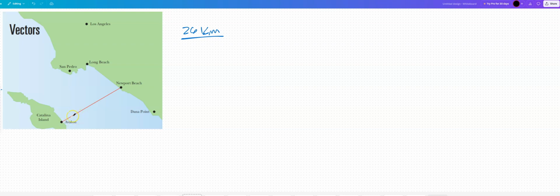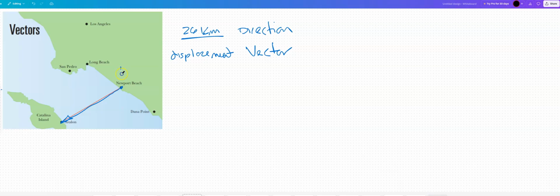What you require is vectorial information, because going from here to here, right, it's a displacement. And displacement, as we mentioned before, is a vector, because you need not only the magnitude, you're also going to need a direction.